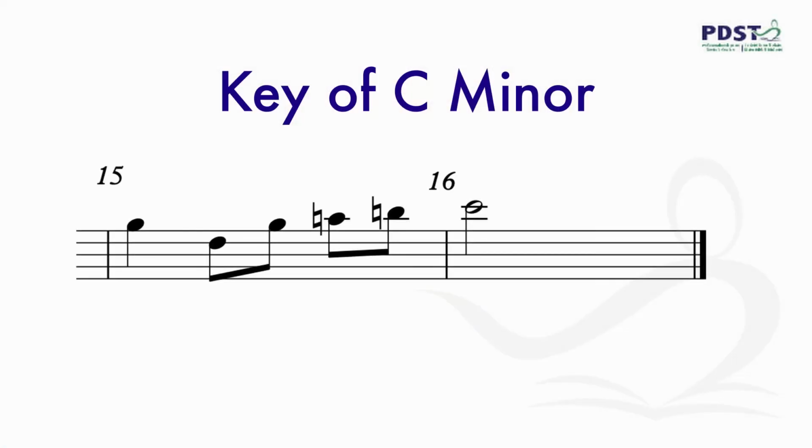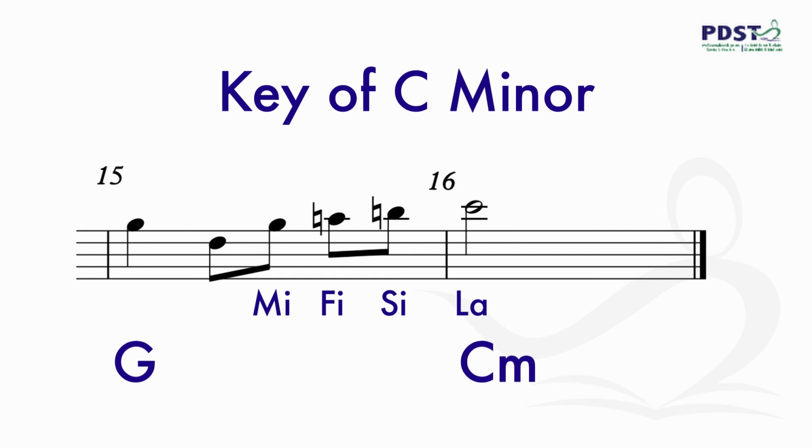So in bars 15 to 16, I construct the perfect cadence around the melodic idea Mi, Fi, Si, La. That is the rising melodic minor scale from the 5th degree of the melodic minor scale, landing on high La in bar 16.